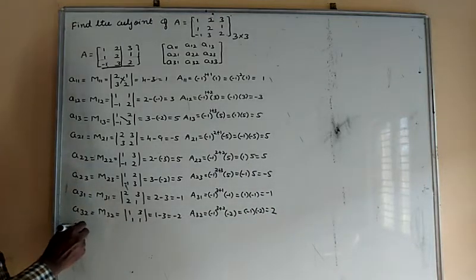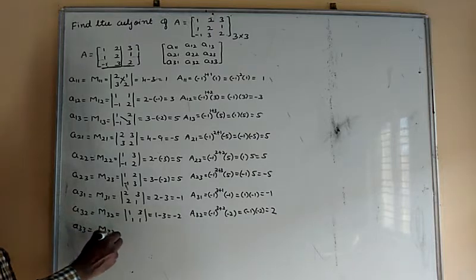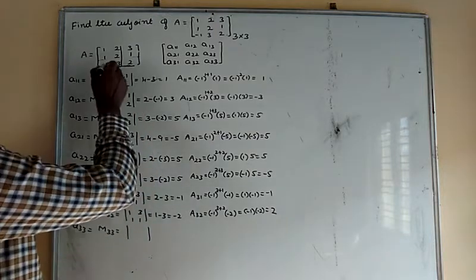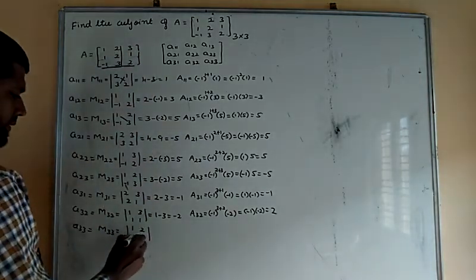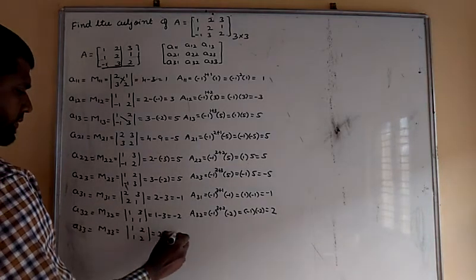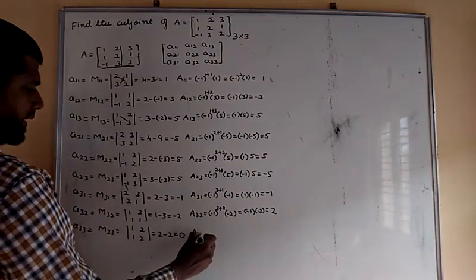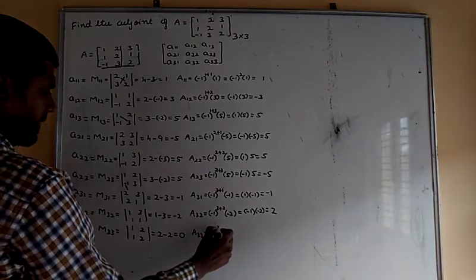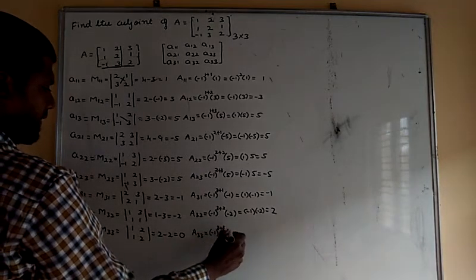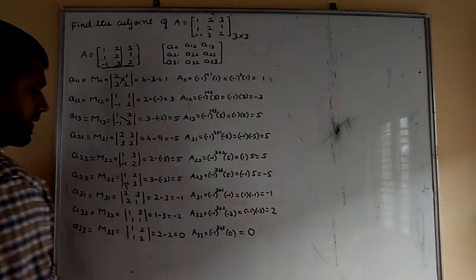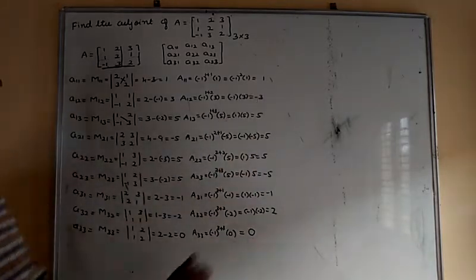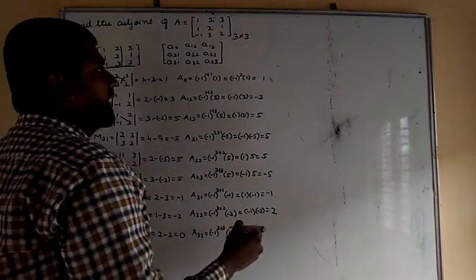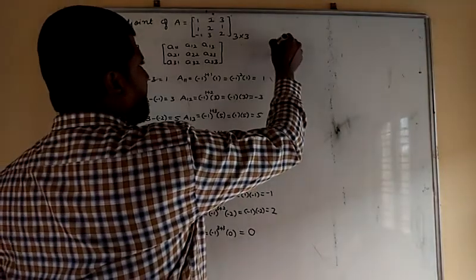Then A33 is equal to M33. M33 lies in the third row and the third column. So 1 2 1 2, then 2 minus 2, that is equal to 0. A33 is equal to minus 1 whole to the power of 3 plus 3, into 0, so you are getting 0 only. So these are the minor elements and these are the cofactors. You have to write the cofactors in a matrix.